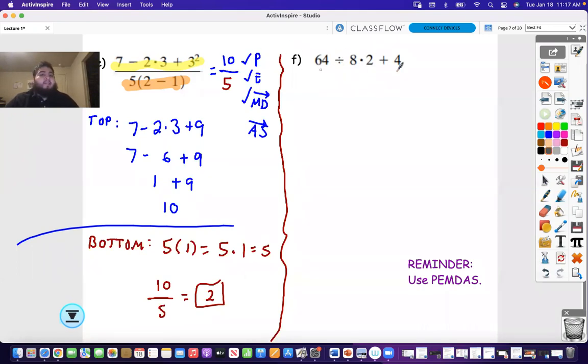Are there any parentheses in F? No. We're done. Are there any exponents? No. Can we multiply or divide from left to right? Divide first from the left. What's left? 64 divided by 8? 8. Yep, it's 8. Bring down everything else.